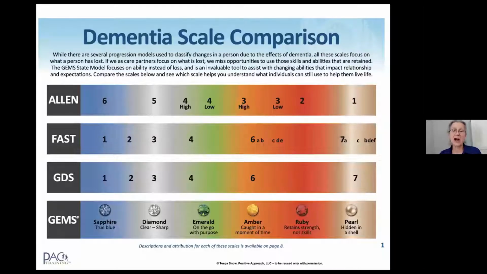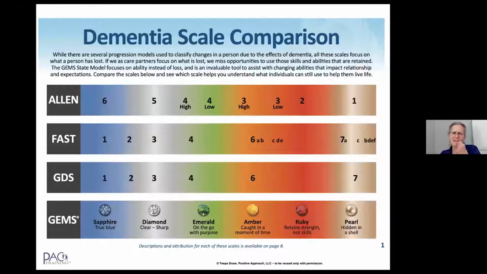So if somebody says, well, I think they're an Allen level 2, what that would more than likely translate to in Jem's words is someone's in a Ruby state in that moment. And the difference is they're an Allen level 2, and we would say in this moment, their brain is in a Ruby state, functional at a Ruby state.